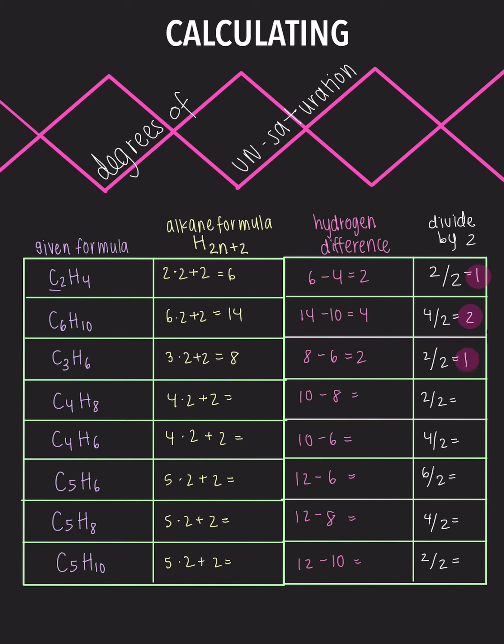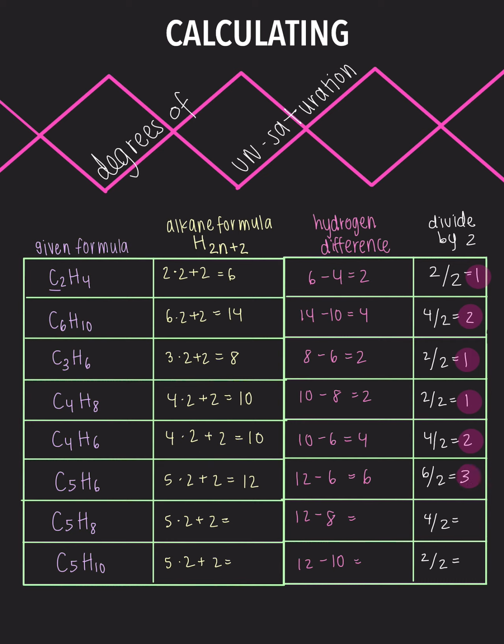So try pausing the video and calculating the next ones. Okay, I'm going to imagine that you did, and let's keep going. So 4 times 2 plus 2 is 10. 10 minus 8 is 2, divided by 2 is 1. 4 times 2 plus 2 again is 10. 10 minus 6 is 4. 4 divided by 2 is 2. 5 times 2 plus 2 is 12. 12 minus 6 is 6. 6 divided by 2 is 3.